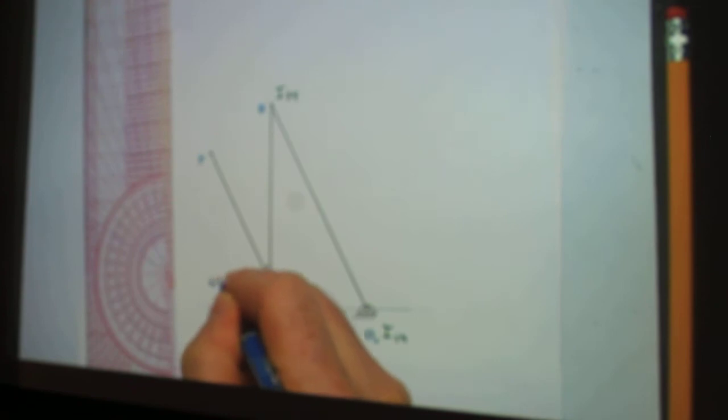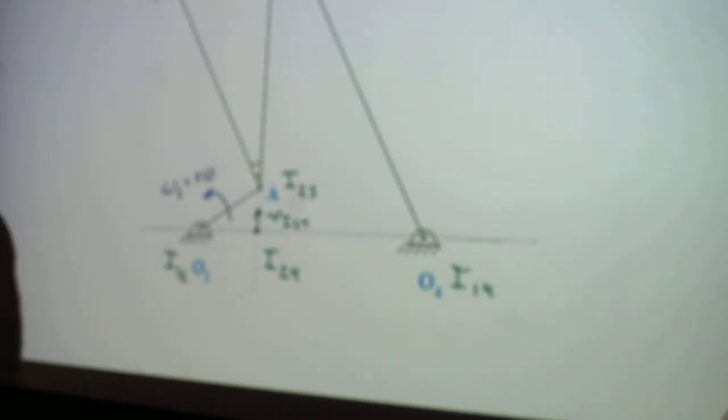Okay? And you're given that omega 2 is plus 10. So this is omega 2 equals plus 10. All right? So that means, right off the bat, that I know that this is moving up like this. So let me zoom up on that. So I24 is moving straight up like that.